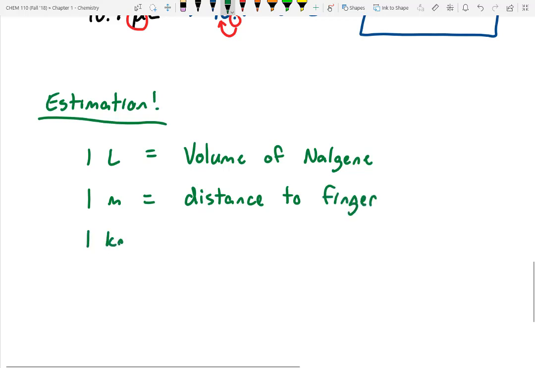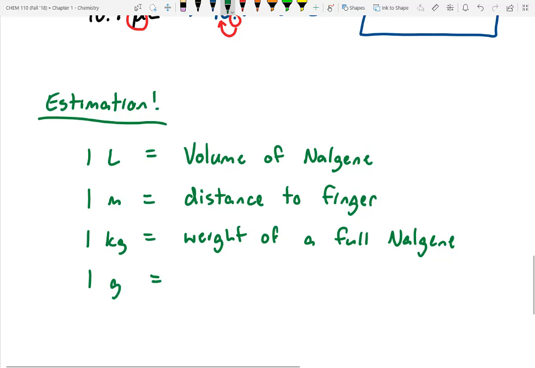One kilogram is about the weight of a full Nalgene. So if you ever have one of those Nalgenes full of water, it's going to be about 1 kilogram. It's about 2.2 pounds, if that gives you any reference. And then 1 gram, I tell people, is about the mass of a paper clip.